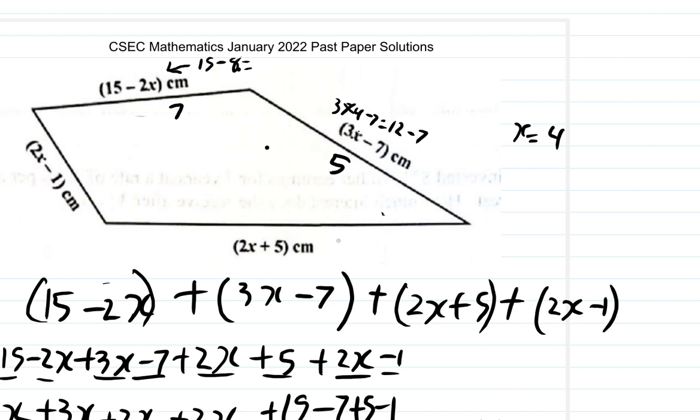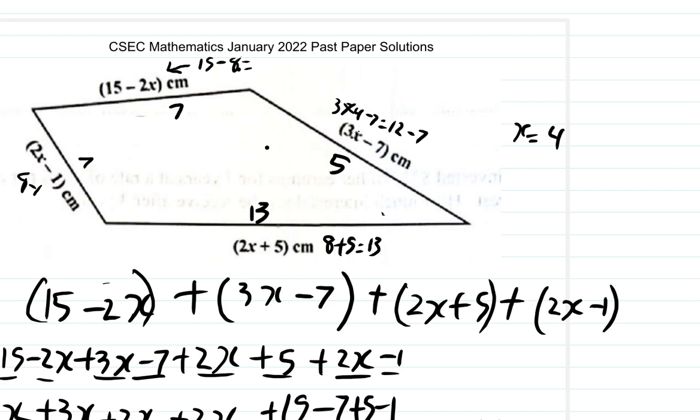2x minus 2x plus 5 is what? 2 4s 8 plus 5. 8 and 5 would be 13. So this is 13. And then 2x minus 1. 2 4s 8 minus 1. 8 minus 1 is going to be 9. No, it's going to be 7.